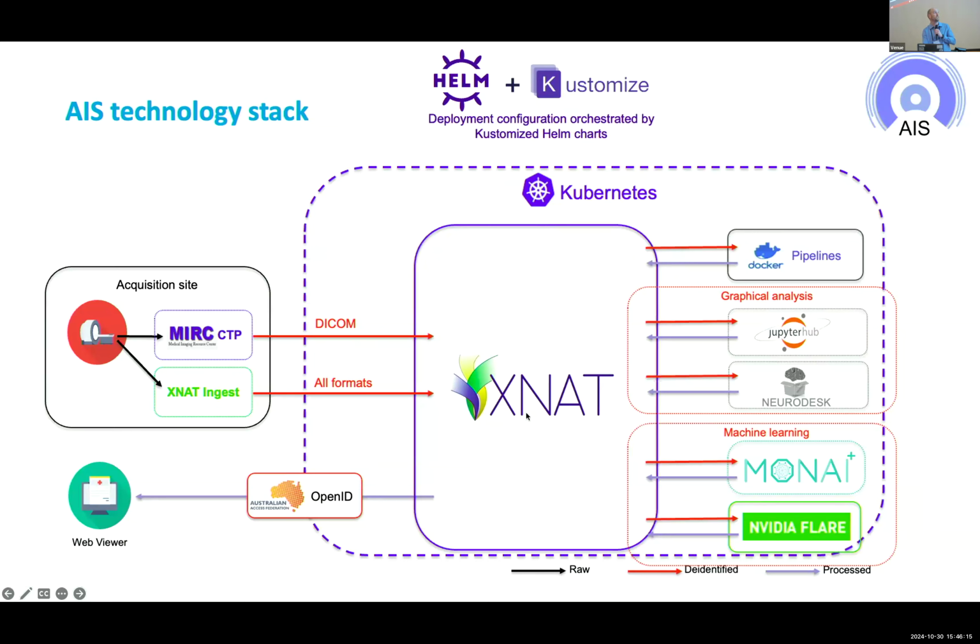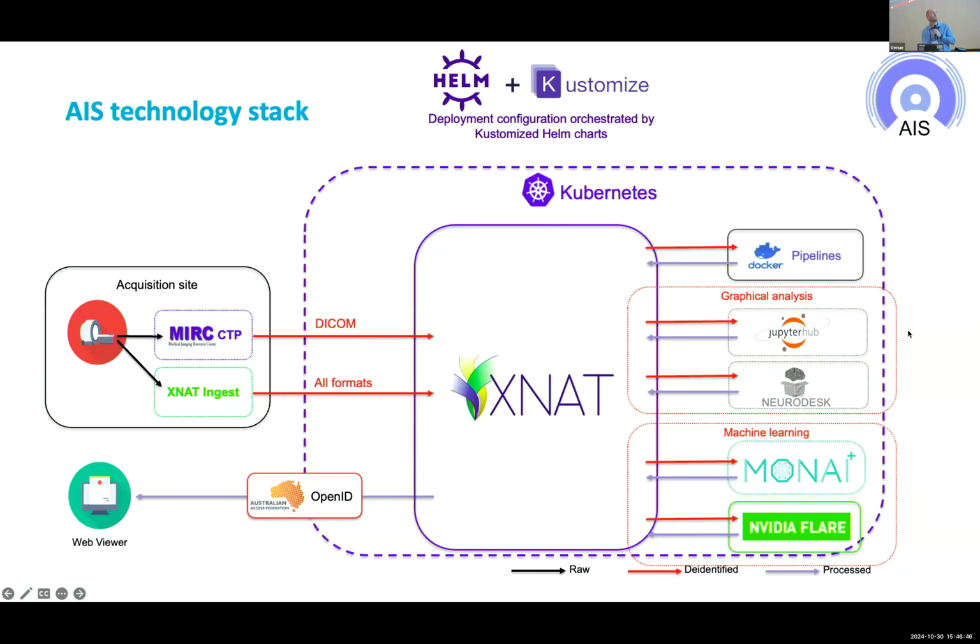If users want to access the data, they use the OpenID supplied by the Australian Access Federation for authentication and authorization. Then on the right-hand side, we have our automated pipelines, which run within Docker containers, a JupyterHub, Neurodesk for the virtual desktops, and then machine learning through MONAI and NVIDIA FLARE for the federated learning.